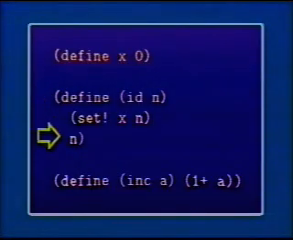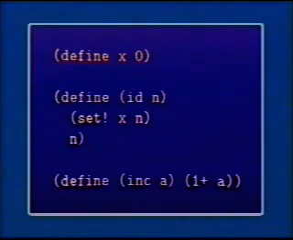And what it does is keep track of the last time you called it using x. So the identity of n just returns n, but it sets x to be n. And now I'll define a little increment function. All right, so that's a very simple scenario.